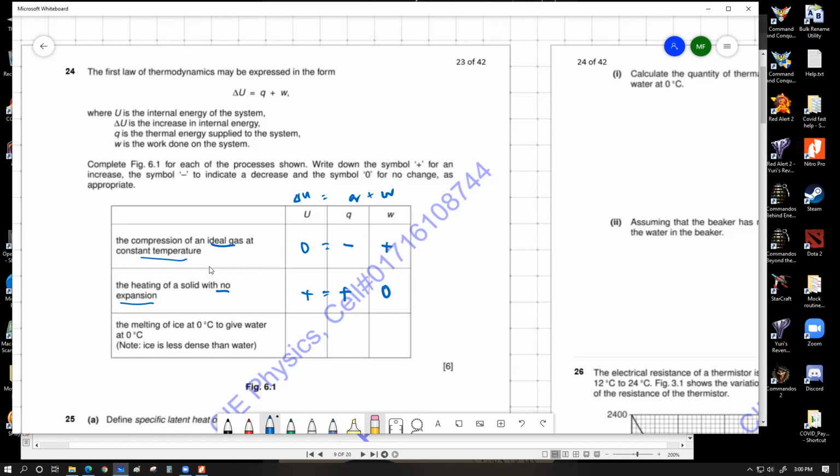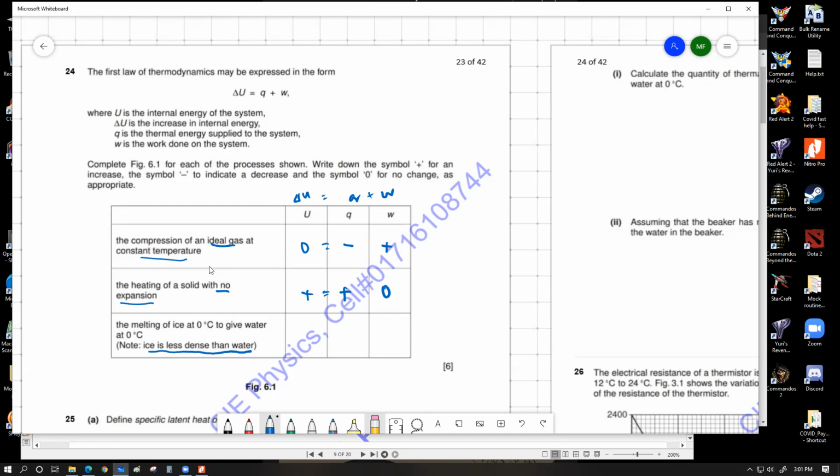Come to the third row, the melting of ice at 0 degrees Celsius to give water at 0 degrees Celsius. Consider this, the melting of ice at 0 degrees Celsius to give water at 0 degrees Celsius. They've given us a note: ice is less dense than water. It's actually true, ice is less dense than water. This is why ice floats on water.